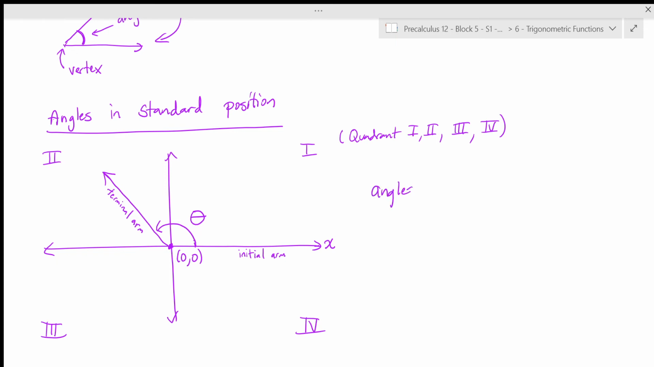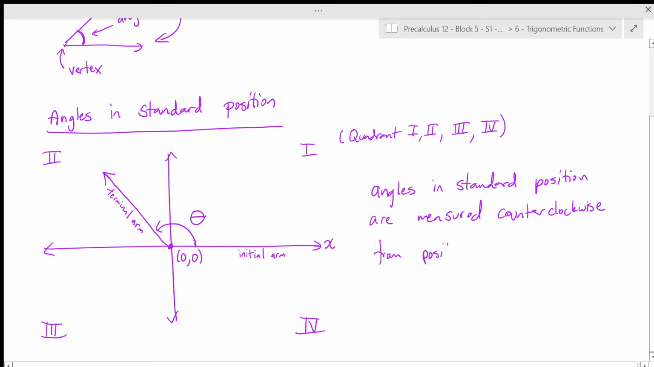Okay, so angles in standard position are measured counterclockwise from the positive x-axis.